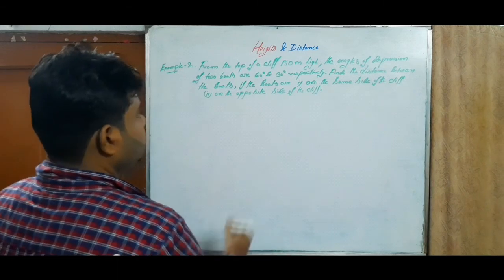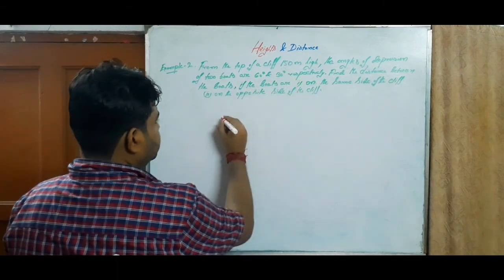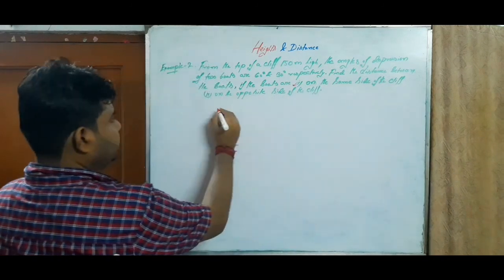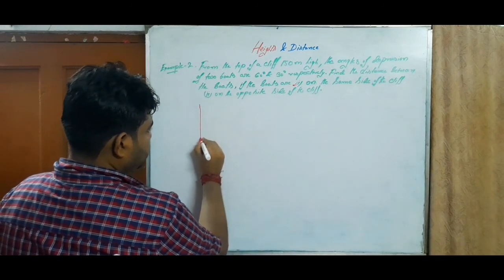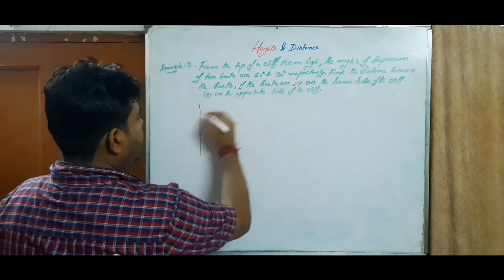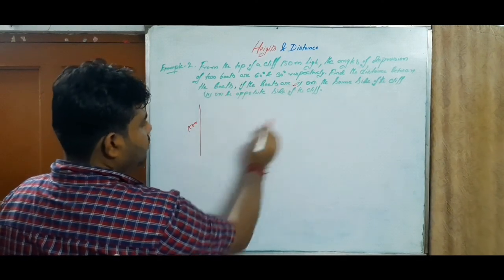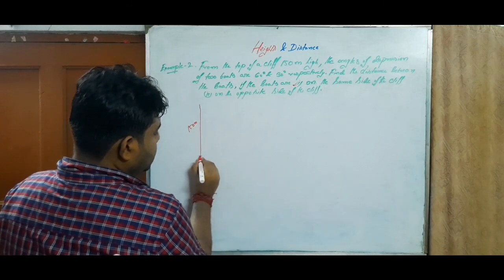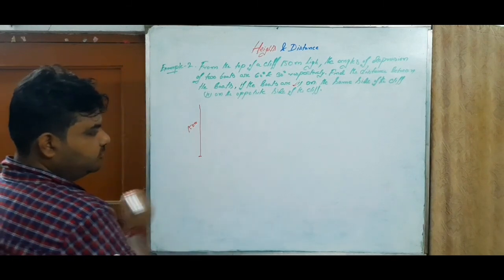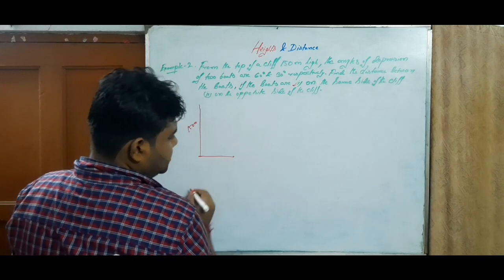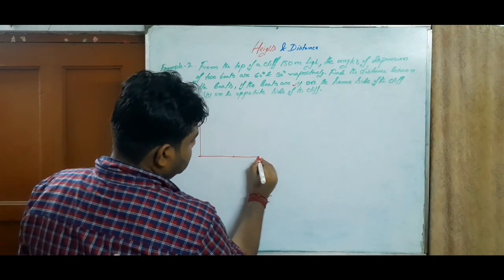Now first I am drawing the cliff, the first one, that is, on the same side of the cliff. This is the cliff given 150 meters high. Two boats are on the same side, that is, this is the base of the cliff, and on this horizontal plane a boat is placed over here and the other boat is here.